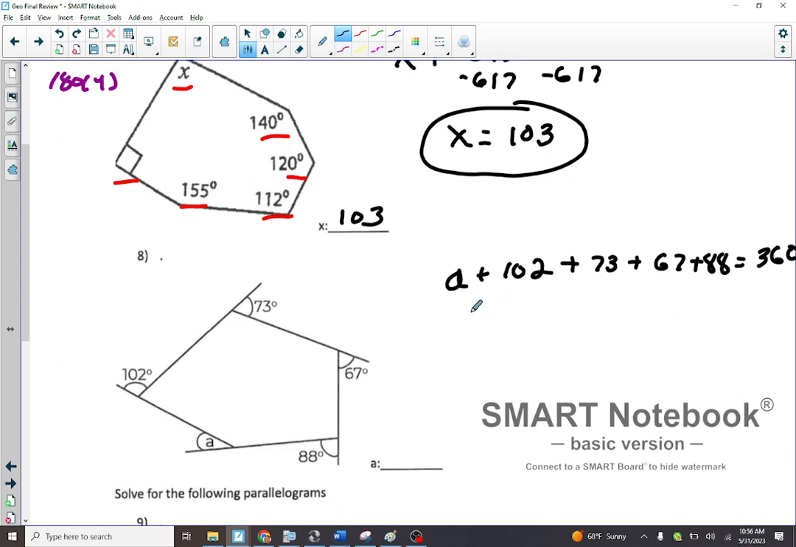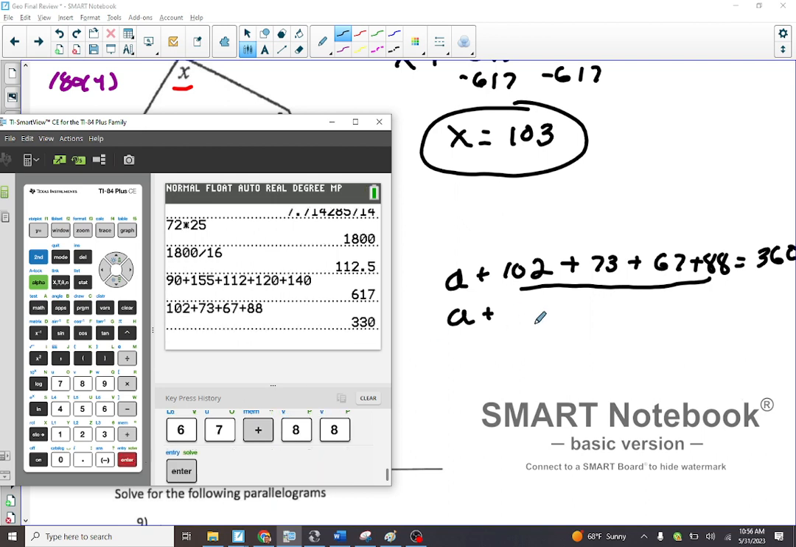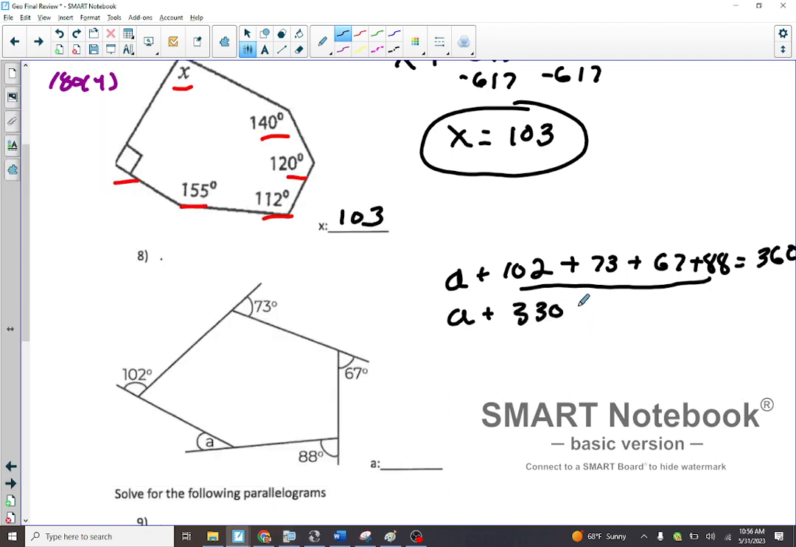So we combine all these things together. I always like combining all the numbers first before I subtract it over. 102 plus 73 plus 67 plus 88 is 330. So A plus 330 equals 360. Subtract on both sides. A equals 30.